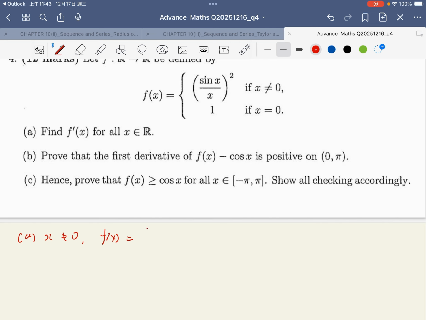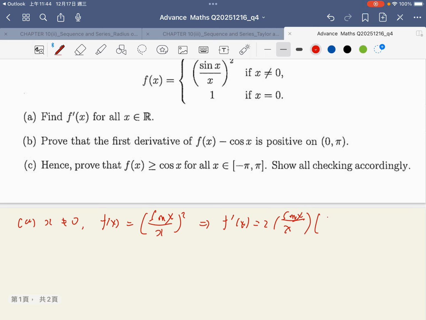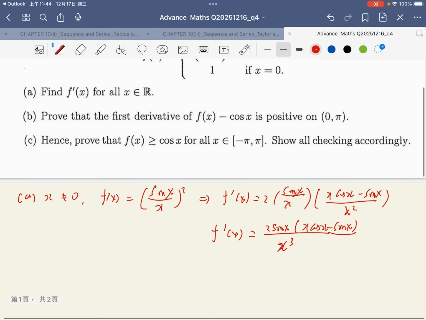I use the chain rule for this function. f'(x) equals 2 times sin x over x, times (x cos x minus sin x) over x squared. And this is equal to 2 sin x times (x cos x minus sin x) over x cubed.